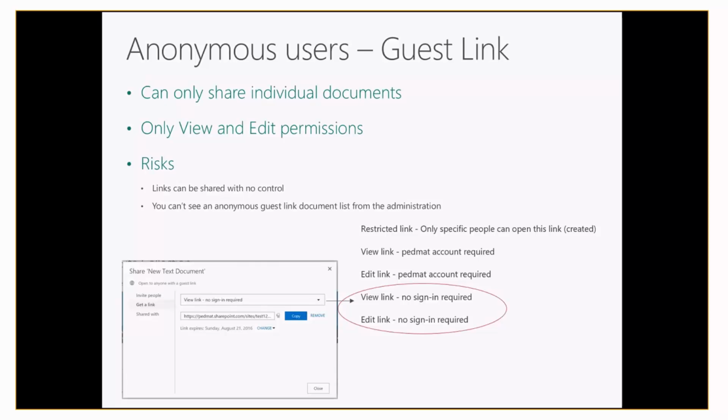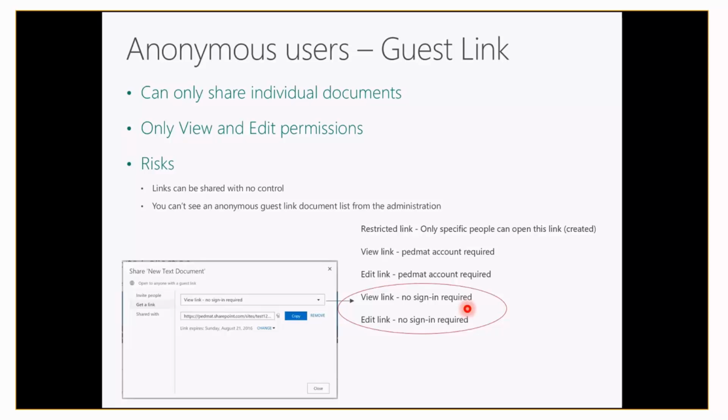So if you can see here on this pop-up, you click on a document, you click on get a link, and you have this drop down with these options. For anonymous users, you have to use these two: no sign-in required, and this is anonymous users.